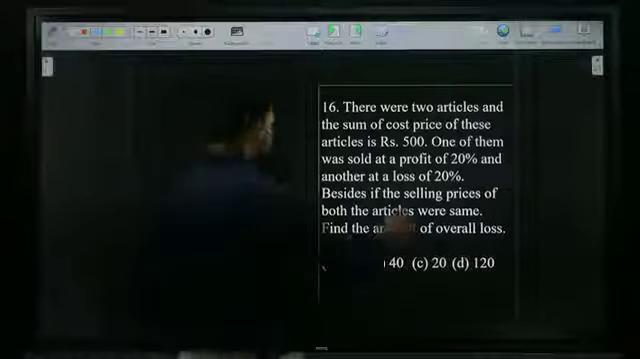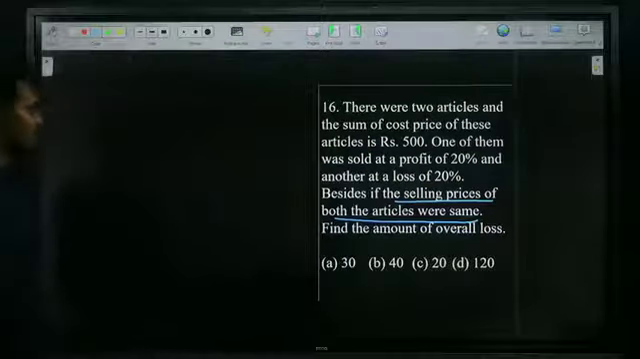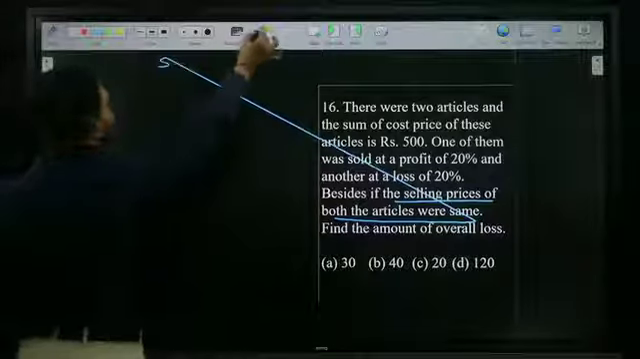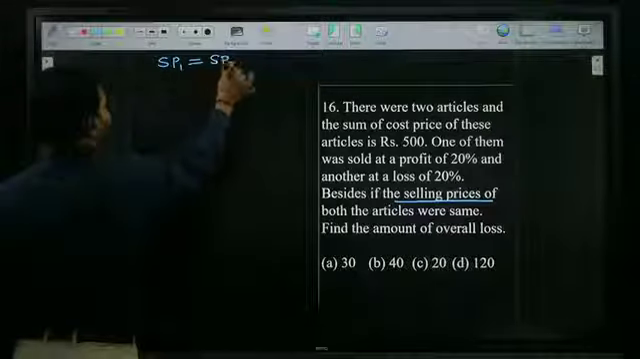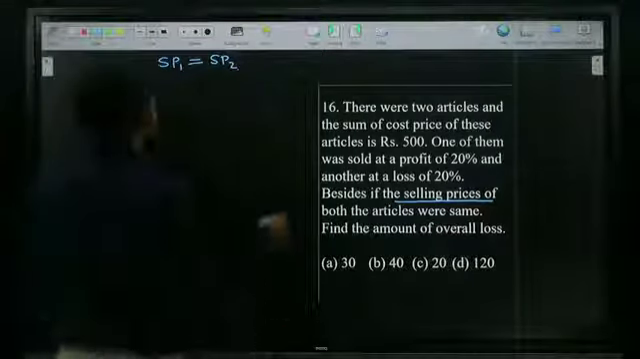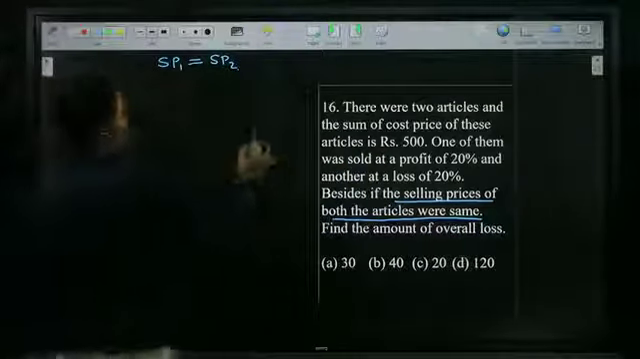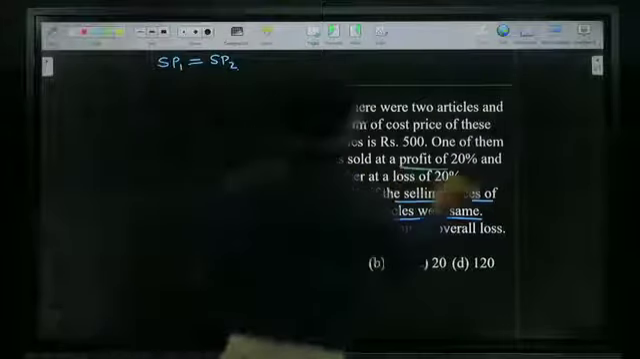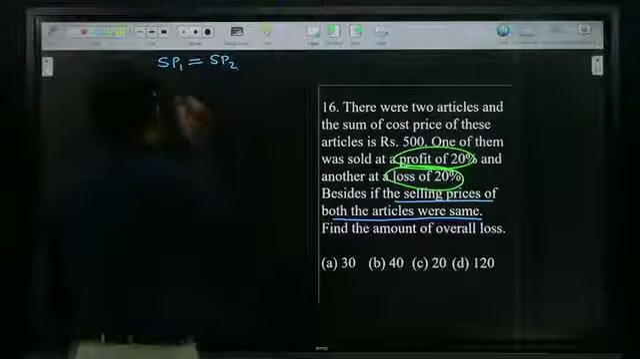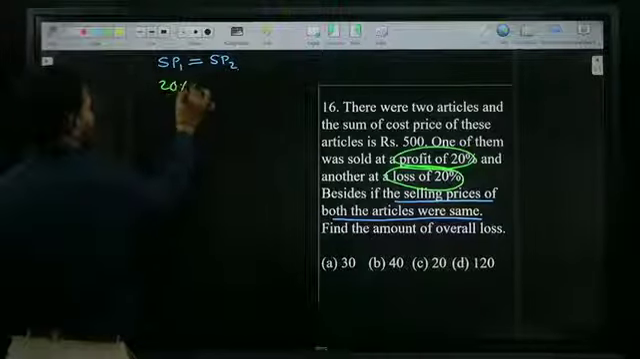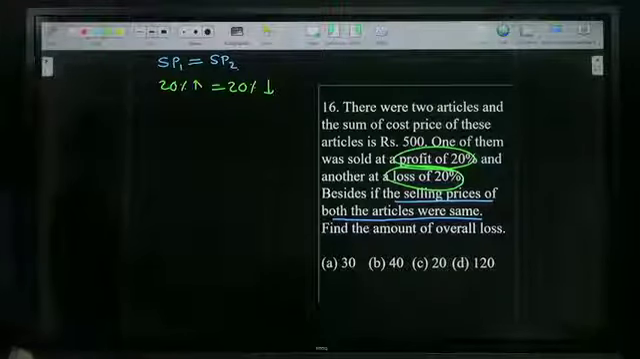Here they have given that the selling price of both articles is the same. Look at me, all of you. Selling price of both articles is the same, SP1 is equal to SP2. One article is sold at a profit of 20%, another one at a loss of 20%. This is applicable, okay?